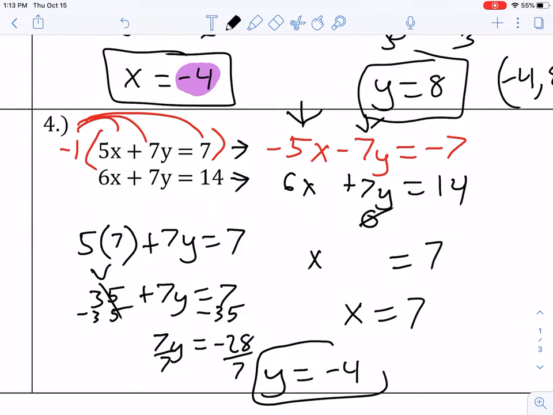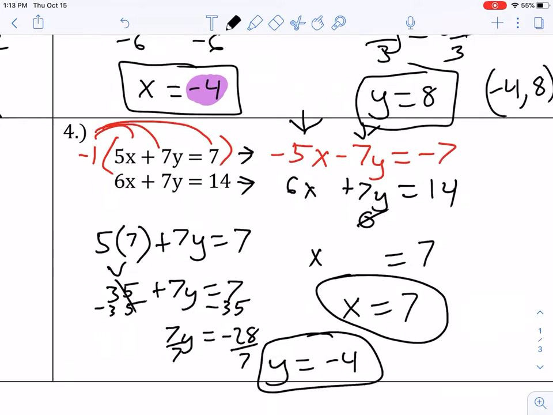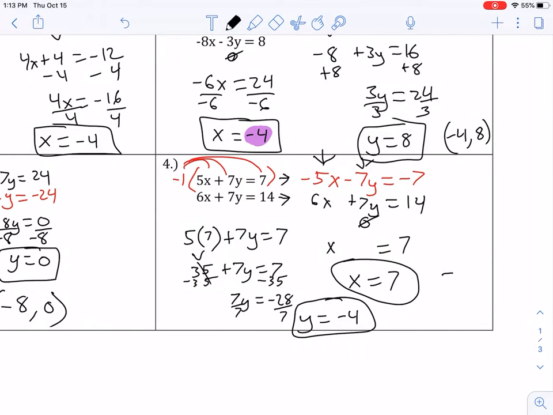I get y equals negative 4. I had x equals 7. So as an ordered pair, I would say this is 7 comma negative 4. If we were to go through all of the work to change this to solve for y and then graph it on a graph, the lines would cross at 7, negative 4.